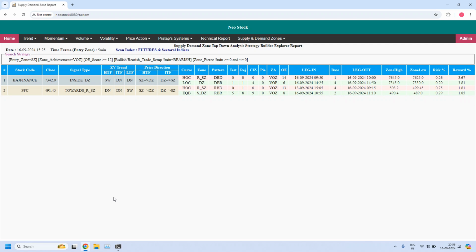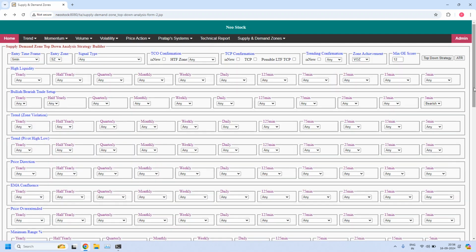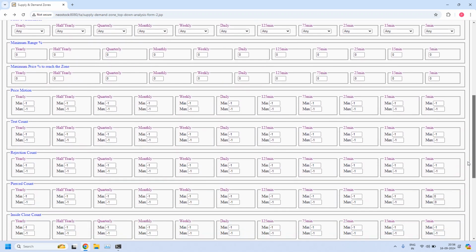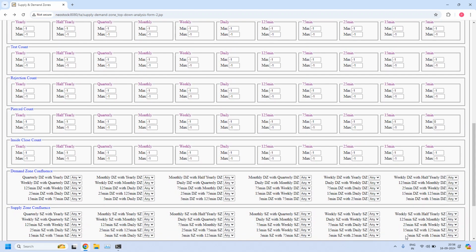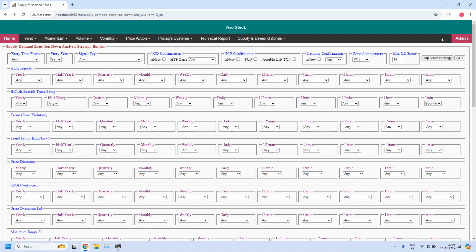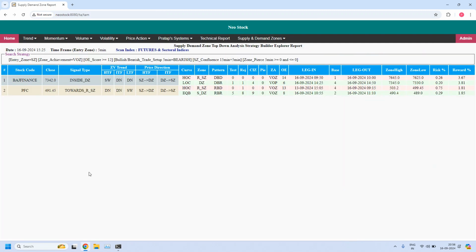If any of these 2 stocks are having ITF confluence, it is a high probability trade setup. So for that, let us look for supply zone confluence. ITF supply zone, that is 5 minutes and 15 minutes. Supply zone confluence, I am enabling the filter. So both the stocks are supporting ITF confluence, and ITF trend is downtrend.